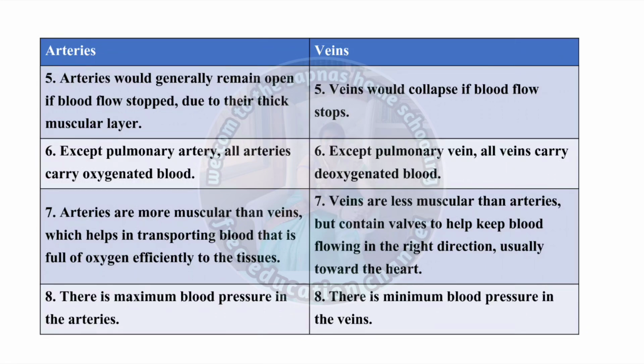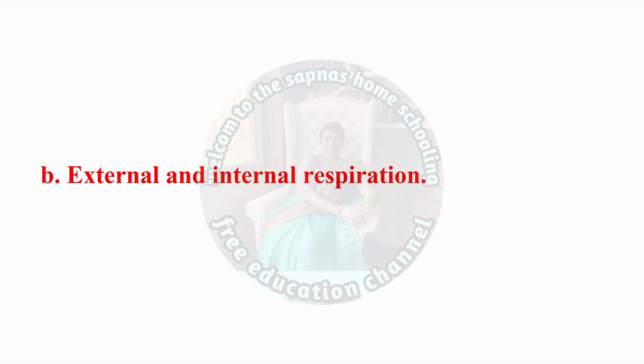Veins are less muscular than arteries but contain valves to help keep blood flowing in the right direction, usually towards the heart. There is maximum blood pressure in the arteries and minimum blood pressure in the veins. Question B, external and internal respiration.